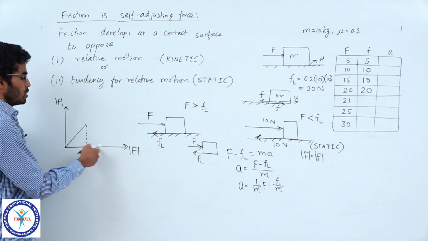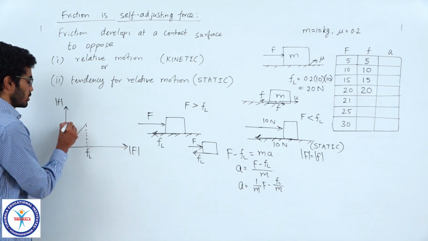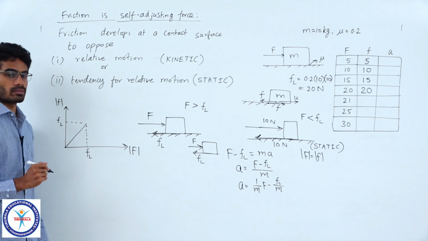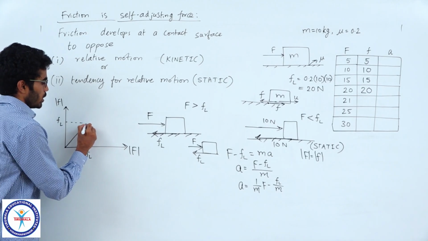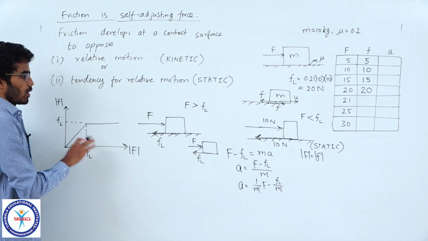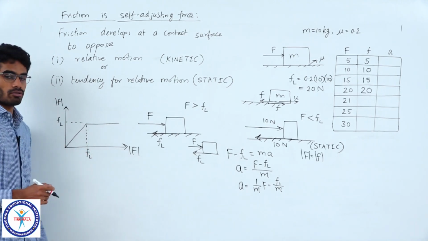Now, beyond that, if you increase the force, what happens? The friction does not increase more than this value. This value is FL. So, now it becomes a constant. The friction developing is a constant value, it cannot increase more than this. So, this is how you get a graph for this.